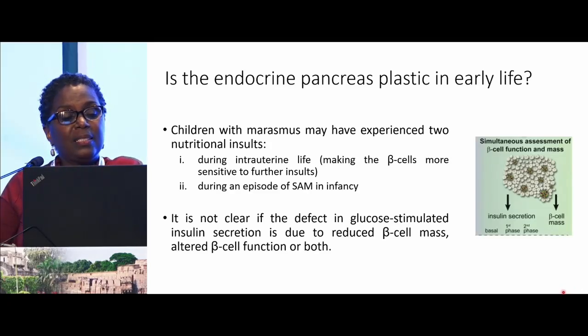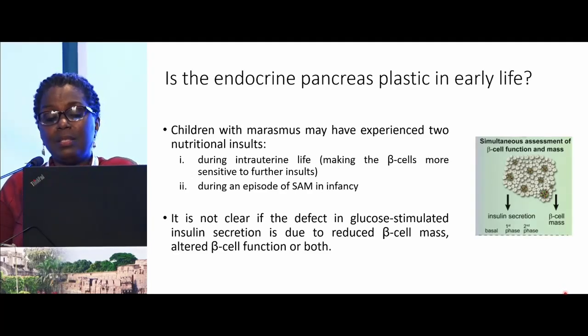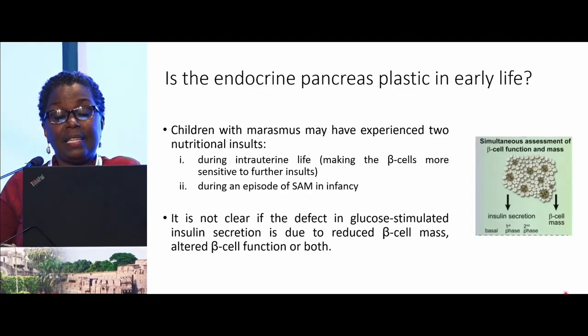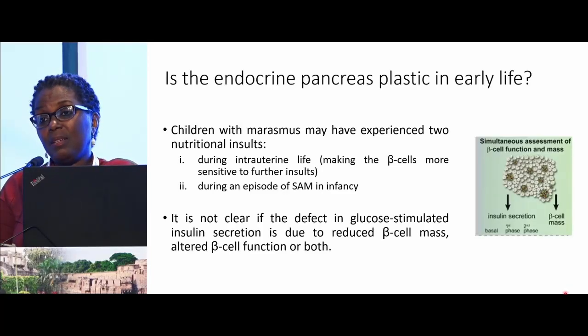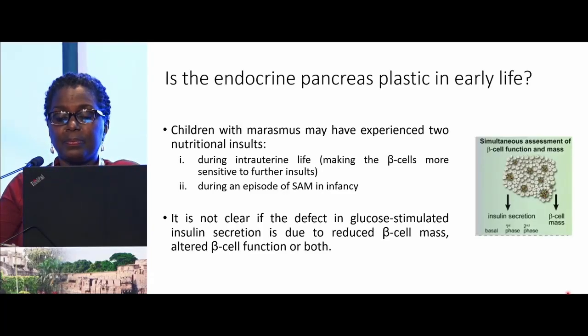We concluded that children with marasmus may have experienced two nutritional insults, one during intrauterine life, hence the lower birth weight, and then another during the episode of SAM in infancy. It is not clear, however, if the defect in glucose-stimulated insulin secretion is due to reduced beta cell mass, altered beta cell function, or both.